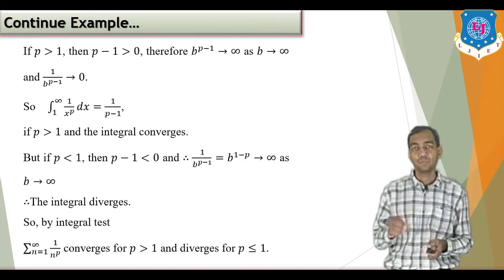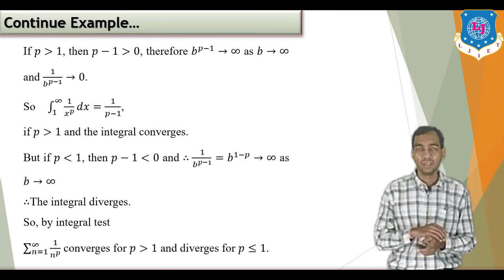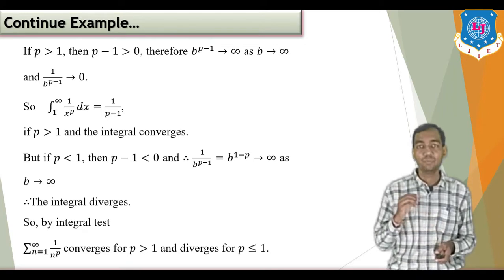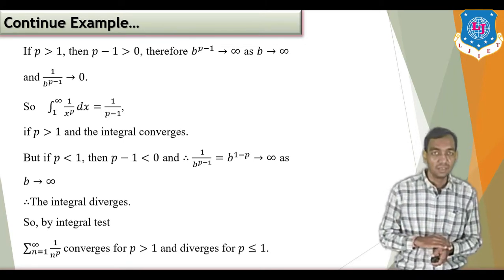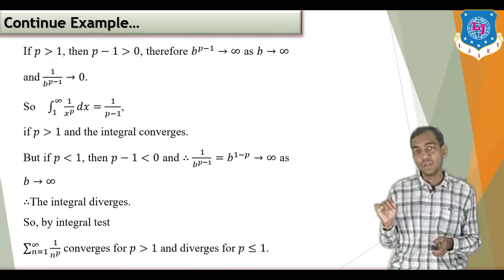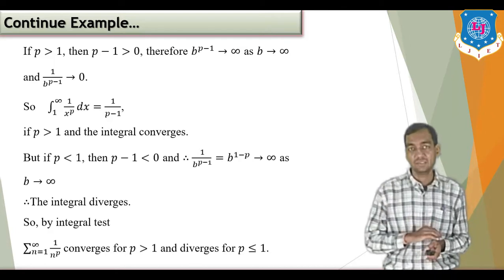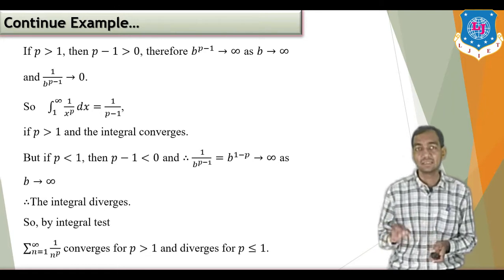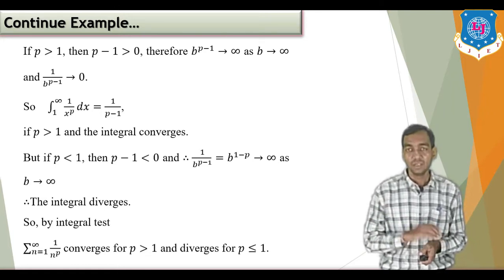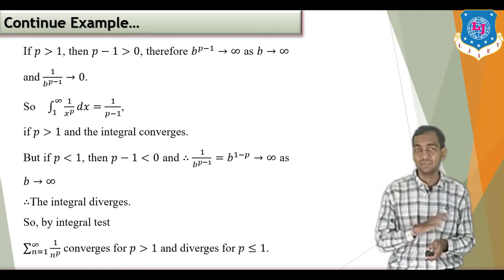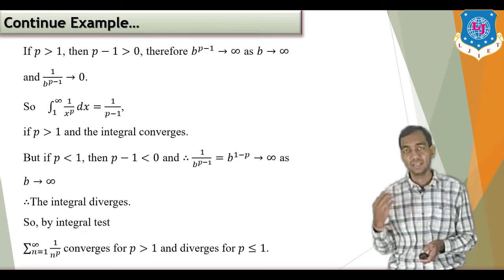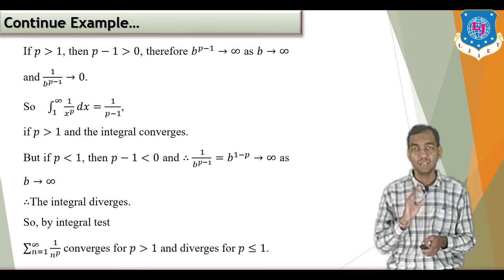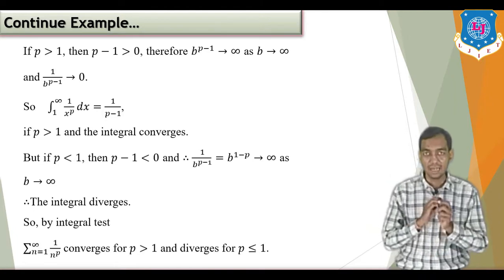That means it has a finite value, and therefore your series is convergent for p greater than 1 by the integral test. Suppose p minus 1 is negative. Then 1 upon b raised to p minus 1 will be infinite as b tends to infinity, and therefore by the integral test your series is divergent. So for p less than 1 you have divergent, for p greater than 1 you have convergent, and for p equal to 1 you have divergent.